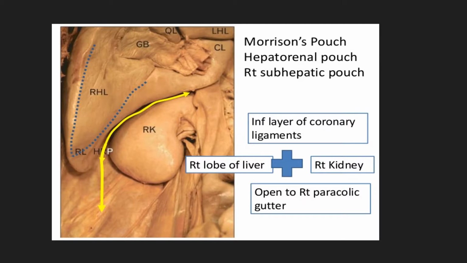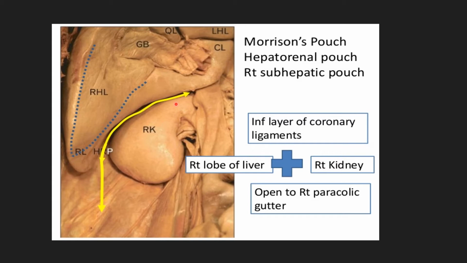So let's spot the hepatorenal recess, or Morrison's pouch, or the right subhepatic pouch, in the cadaver. You see, students, it's not a very wide space, it's just a narrow recess, and it's usually closed. It just opens up whenever there is raised peritoneal fluid or inflammatory fluid running in the peritoneal cavity, and in that case this recess will open up to accommodate that inflammatory fluid.